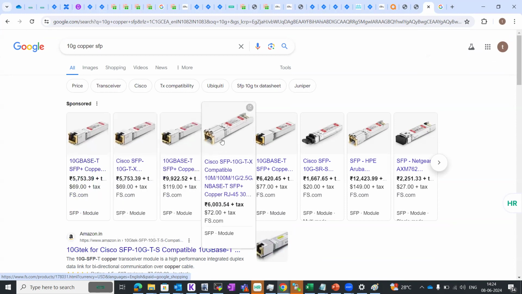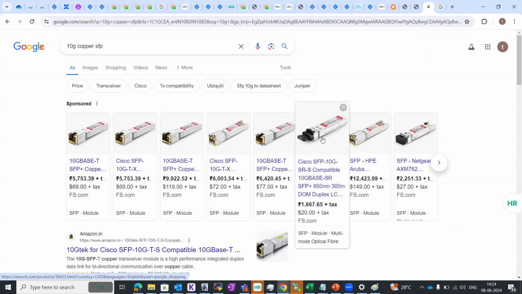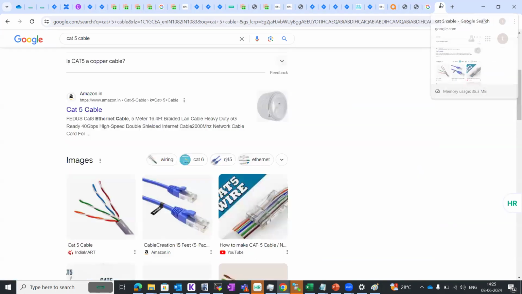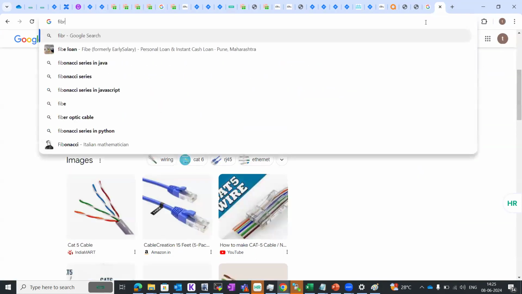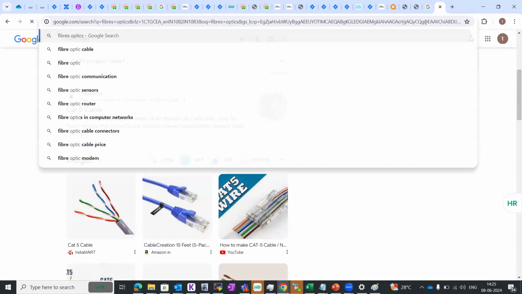And this one you are seeing is called SFP, small form-factor pluggable. These are the fiber optics, where data transfer happens with the help of light. The speed of light is very fast, so we use fiber cables for this kind of optics. Fiber optics.